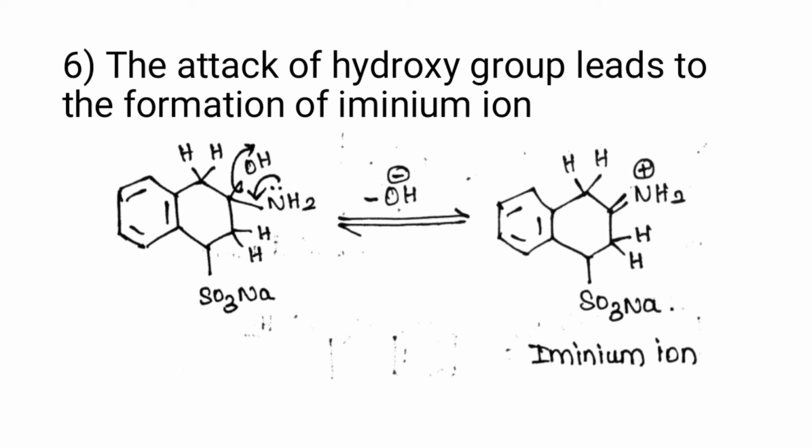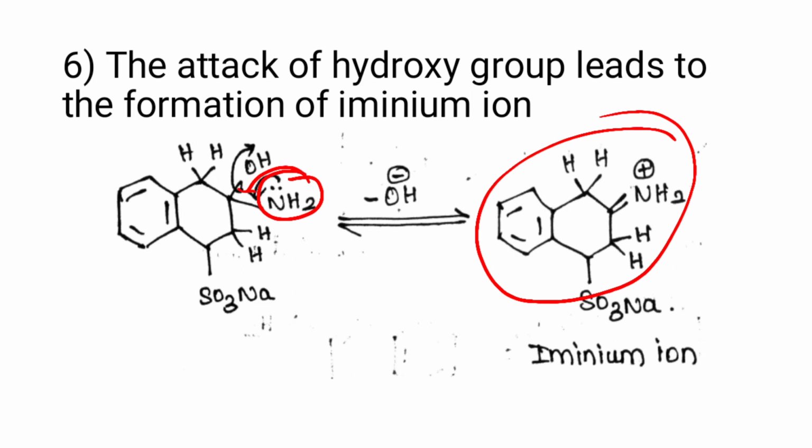In the next step, the elimination of the hydroxyl group leads to the formation of the iminium ion. Here, the pair of electrons on nitrogen moves towards the carbon, and the OH group gets eliminated and forms the iminium ion. Here, the double bond arises between the carbon and nitrogen.